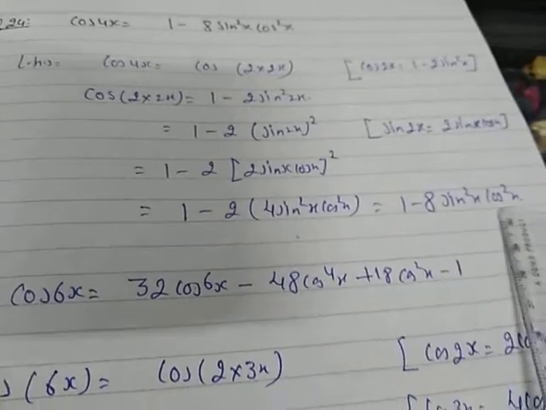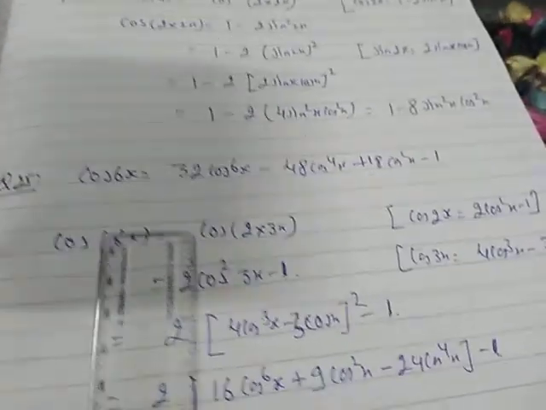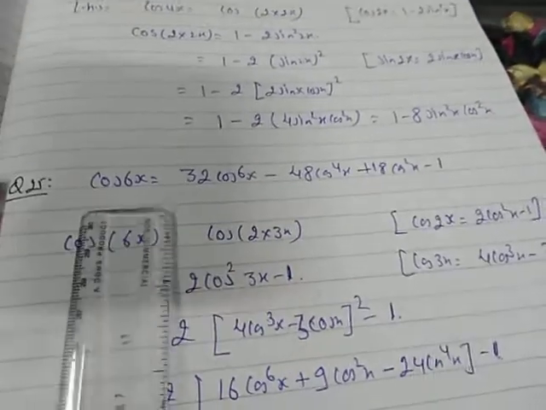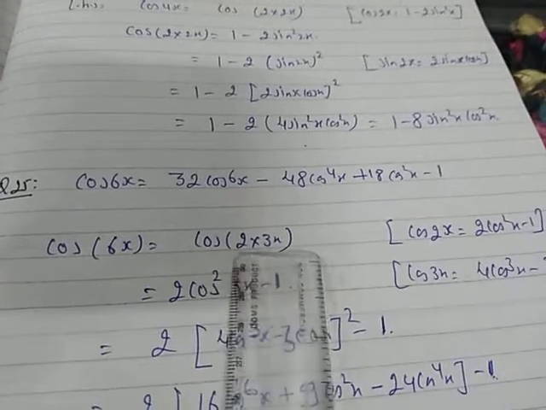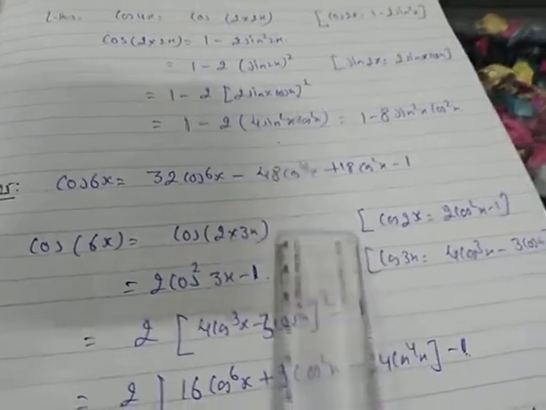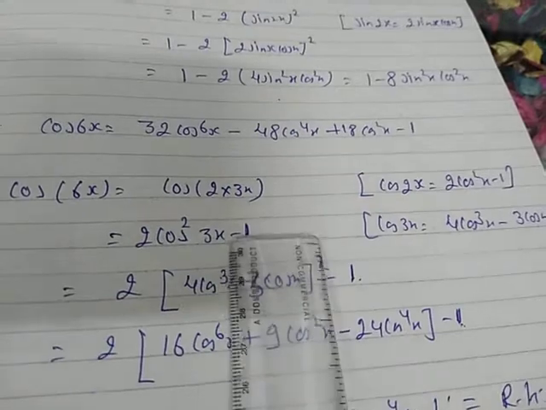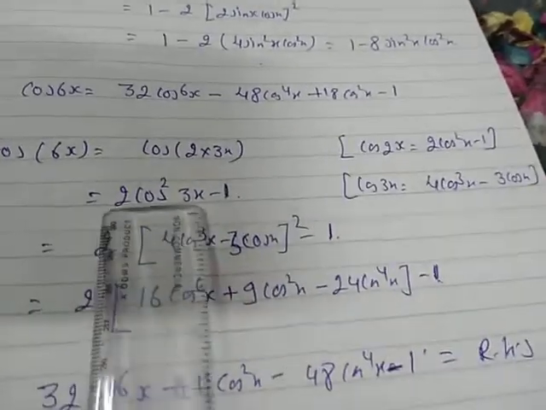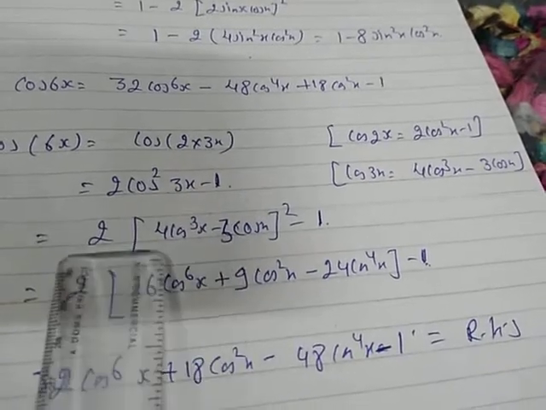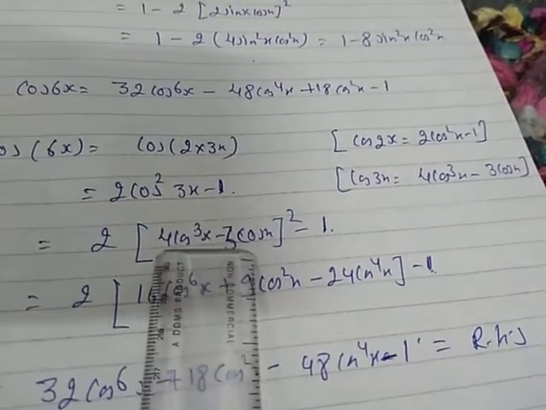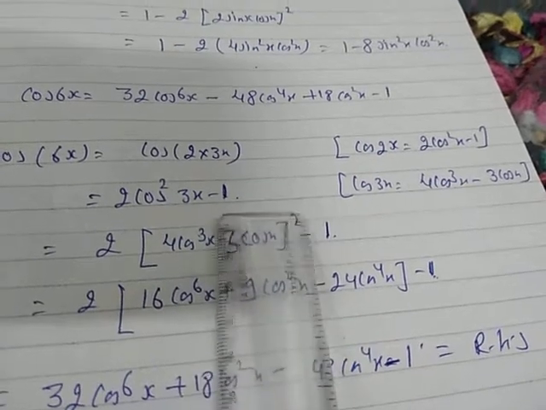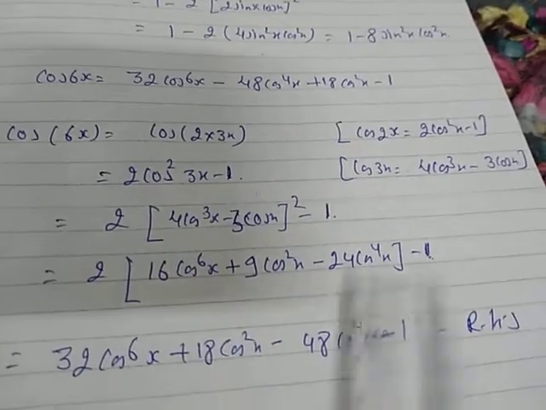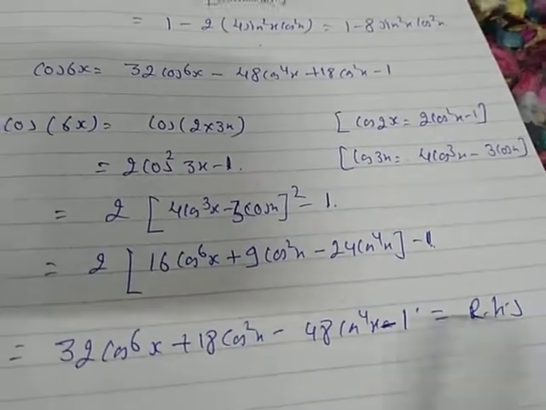And it is 1 minus 8 sin square x cos square x. And the last question is cos 6x is equal to this, you have to prove. Now cos 6x is converted into cos 2 into 3x. Cos 2a is equal to 2 cos square a minus 1. Now cos 3x is converted into x. We can put the formula of cos 3x. It is 2 into 4 cos cube x minus 3 cos x whole square minus 1. Use the identity (a minus b) whole square, and you will get this value.